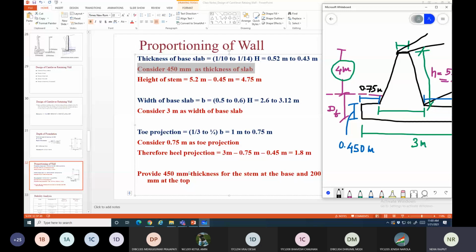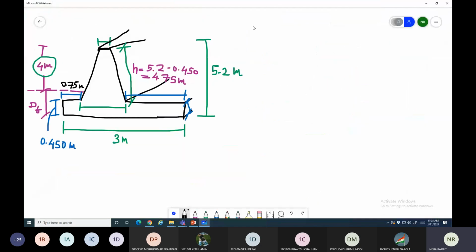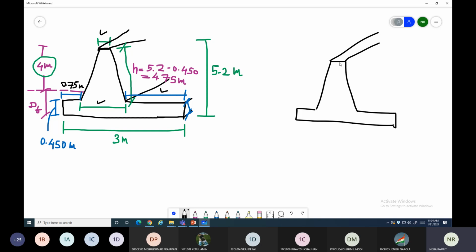So now coming to the rest of the dimensions. The other dimensions remaining are this one and the heel. So what to do for this? See this top portion, this is the cantilever stem part. This top portion, minimum you can consider as 200 mm. So this width you can consider as 200 mm, like a beam width. Minimum width of beam is 200 mm, so you can consider 200 mm.